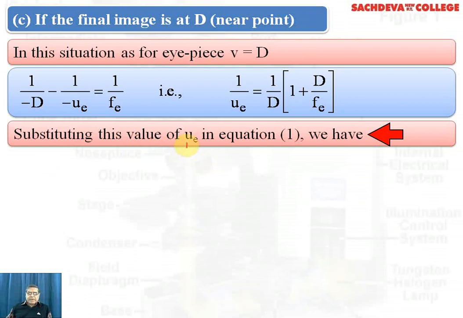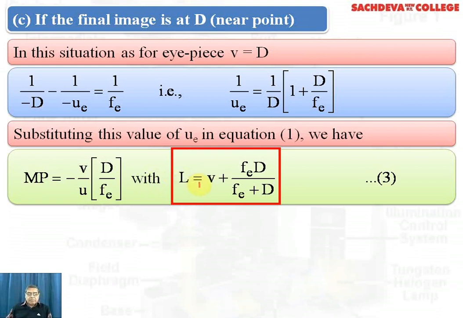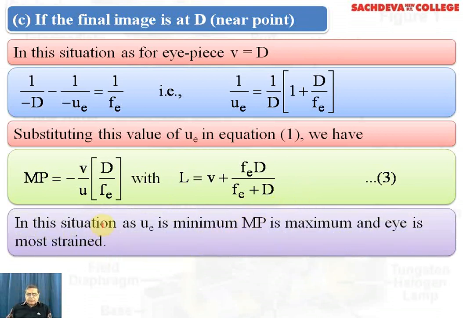Now substituting this value of ue in equation number 1, we get magnifying power as minus v over u into d over fe, where v, u, d and f have the usual meanings, and L is the length of the tube, that will be v plus fe d over fe plus d. Now we can mark it as equation number 3. In this situation, as ue is minimum, magnifying power will be maximum because it is an inverse relation, and the eye is most strained. That is, the lens is being used.